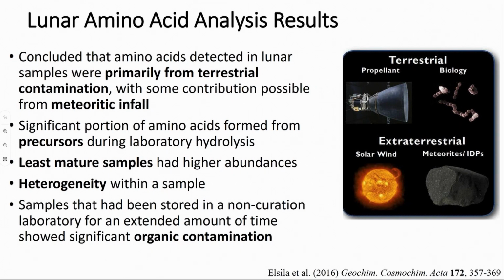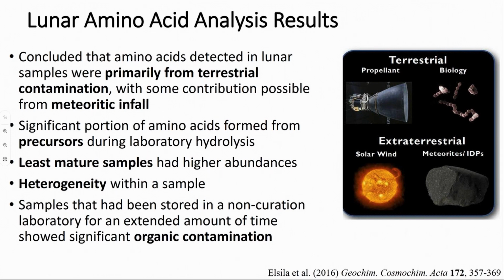In addition to that observation, it was noted that many of the amino acids were formed from precursors during the laboratory workup method, the extraction and hydrolysis. And Danielle Simkus' talk yesterday spoke about some of these volatile precursors, things like hydrogen cyanide and amines, that may be present in the lunar soil and forming amino acids during analysis. Other observations were that the least mature samples, the ones that had the least exposure to the lunar surface, had higher abundances of organics, suggesting perhaps that there's better preservation in the least mature samples.